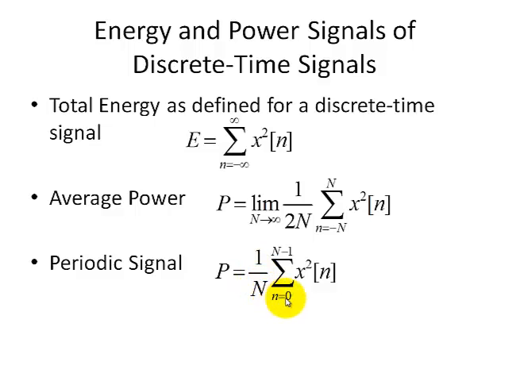So here we go from n equals 0 to n minus 1, and square each term of the discrete time signal. So these are our concepts associated with discrete time signals, and we'll do numerical examples associated with these definitions in future videos.